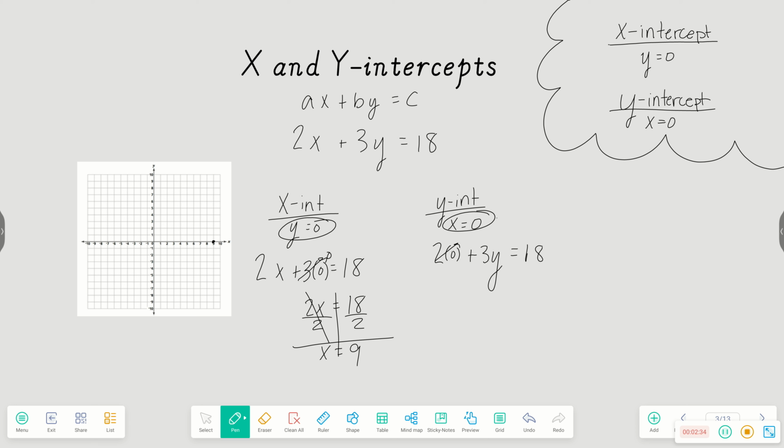So 2 times 0 is 0. I'm left with 3y equals 18. Draw your balance line. And this says 3 times y, so I'm going to divide by 3. What I do to one side, I have to do to the other side. I'm left with 1y here. And on the other side, I'm left with 6. So I can put a point on 6 up here. Now, my line is not going to be perfect on here, but I can use these points now to make a line.